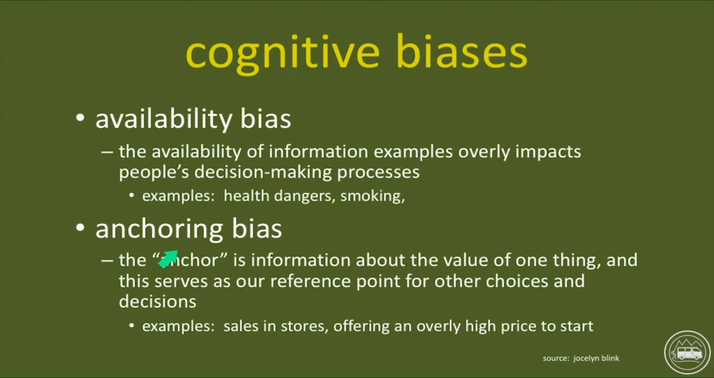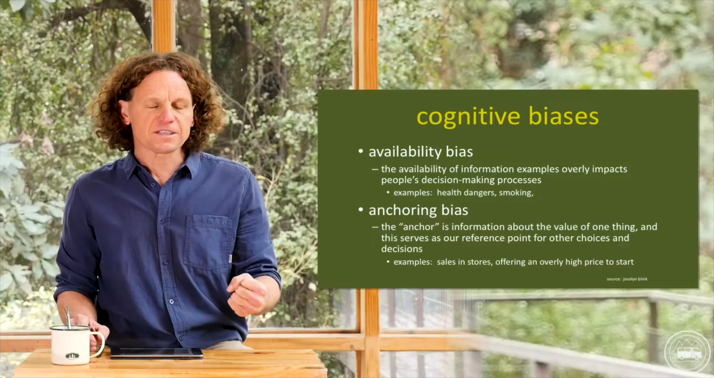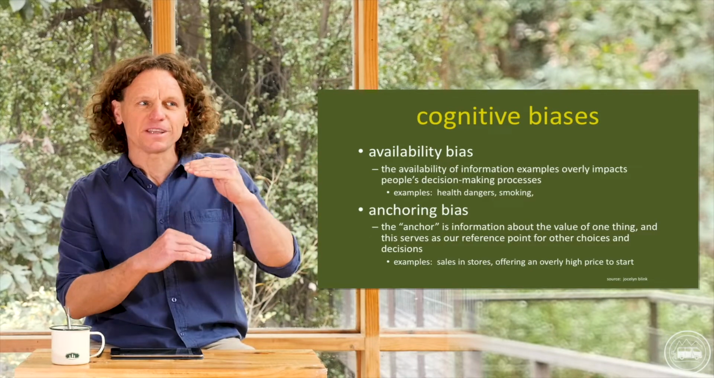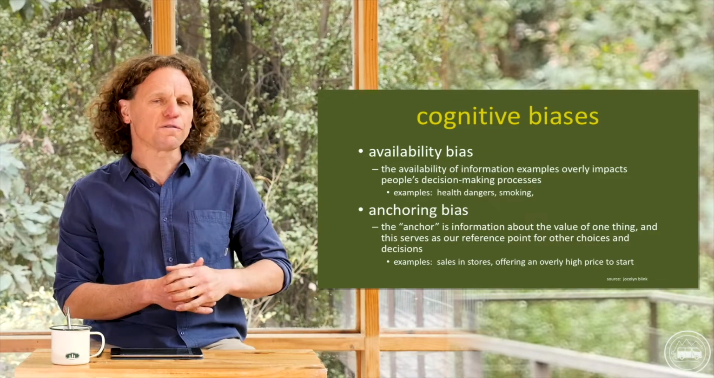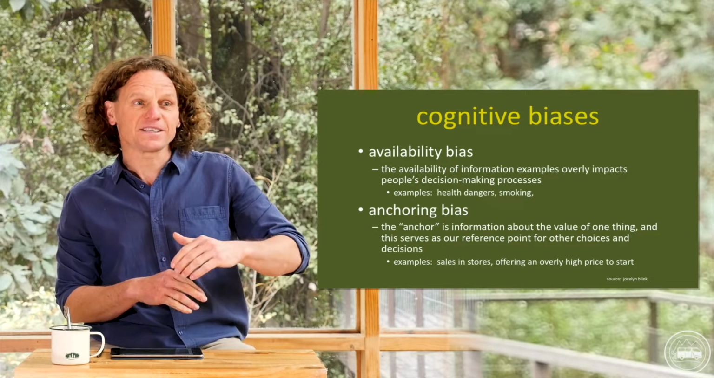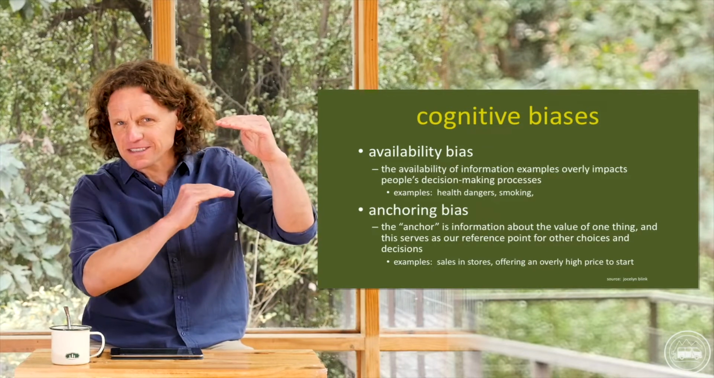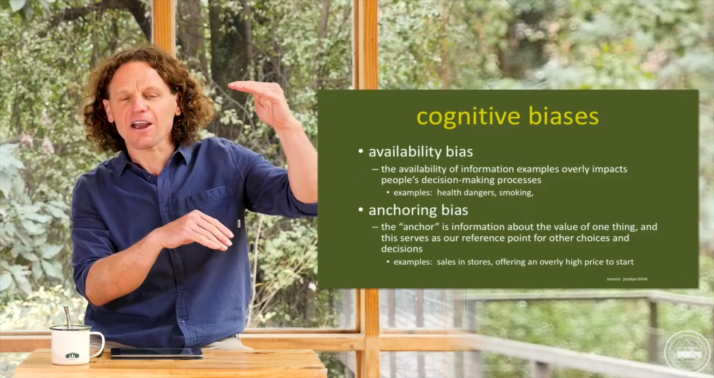Anchoring bias. What's an anchor? An anchor is something that keeps us in place, right? An anchor is something that a boat uses to keep it in place. Well, what's the thing that keeps us in place? The anchor is information about the value of one thing, and this serves as a reference point for all of our decisions around it. An example of this is that oftentimes in stores, they'll offer a higher price and then discount it. You think you're getting a deal, but that's because they anchored you at this higher price. So if they want to get $10 for a shirt, they might say this shirt's $20, but it's 50% off, buy it now. Well, they actually got the price they wanted, but they anchored you at a higher price.